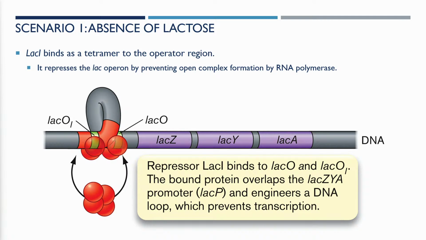partially overlaps the lac operon promoter, and this tetramer basically binds and loops the DNA and physically prevents the RNA polymerase from getting onto its promoter and then transcribing the lac operon. So there's this partial overlap. So when there's this DNA loop, the RNA polymerase can't bind and prevents transcription of the lac operon. Does that make sense?